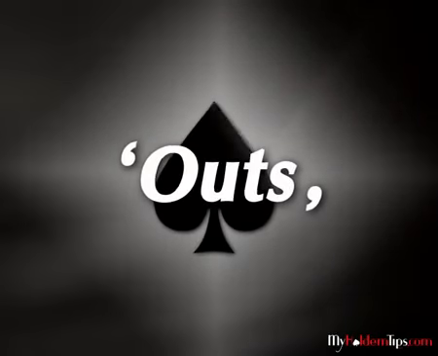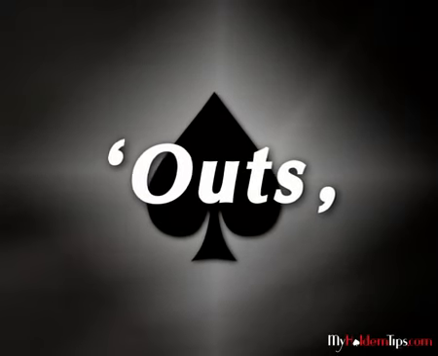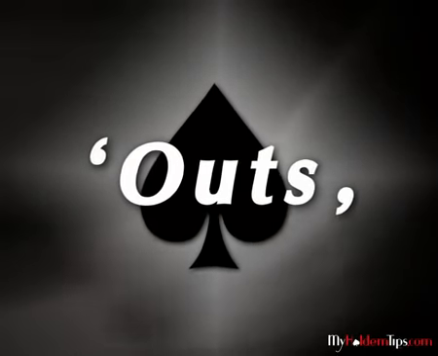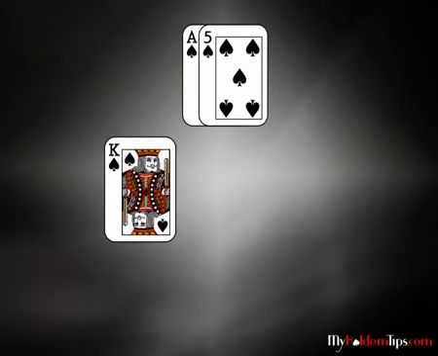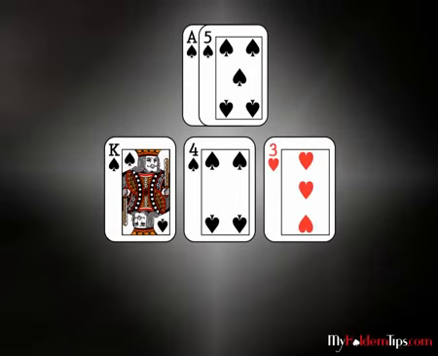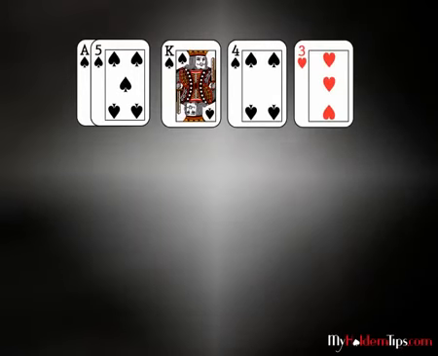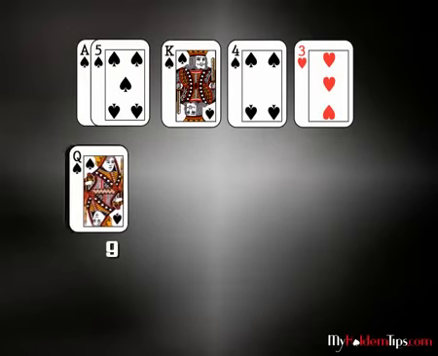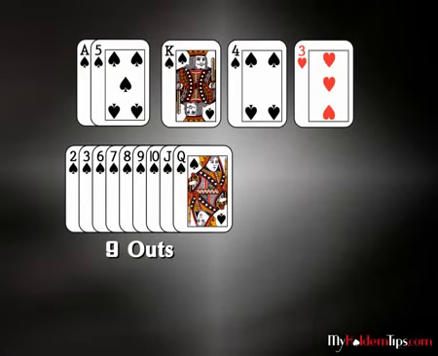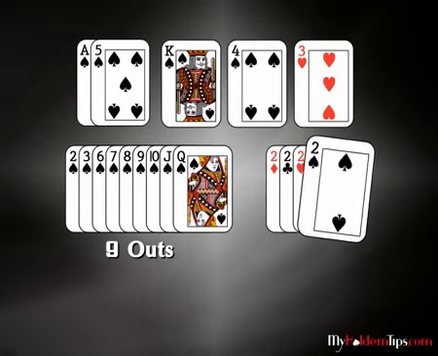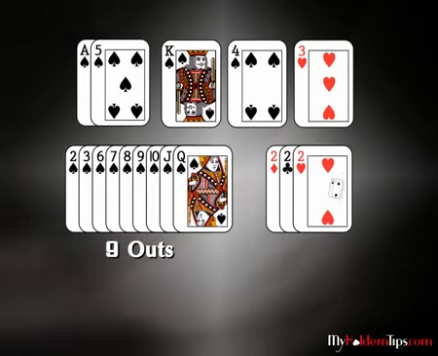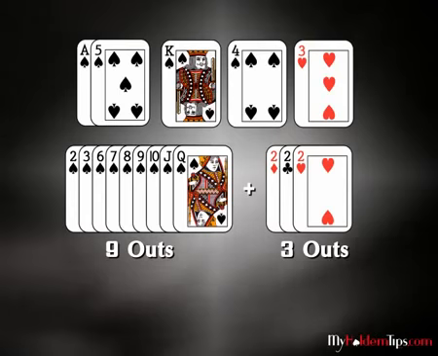Some basic terms first. Outs: the number of cards left in the deck that will improve your hand. For example, if you hold Ace of Spades and Five of Spades, and the flop is King of Spades, Four of Spades, and Three of Hearts, it seems that you have 13 outs: 9 spades that will make you a flush, and another 4 twos. But pay careful attention not to count the 2 of spades twice. Therefore, you have only 12 outs.